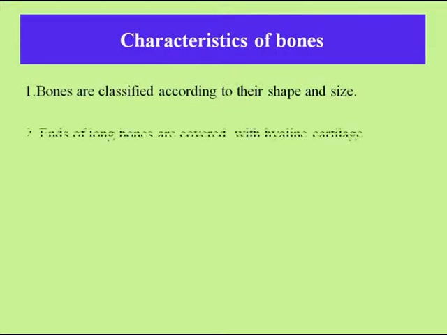Next, ends of long bones are covered with hyaline cartilage. Actually, hyaline cartilage is a gel-like substance which provides protective cushioning to the bones. That's why the ends of long bones are covered with hyaline cartilage.